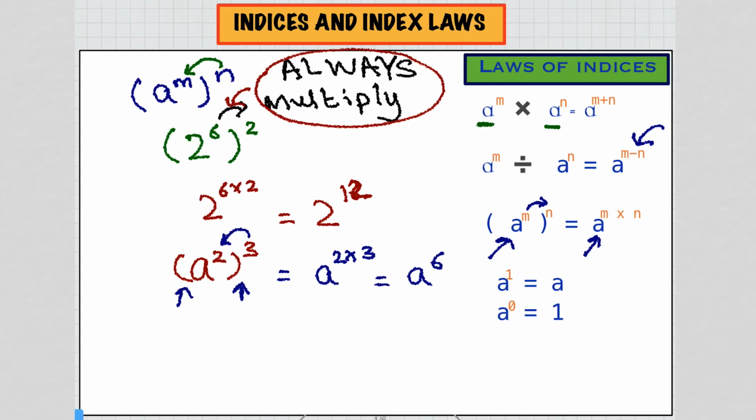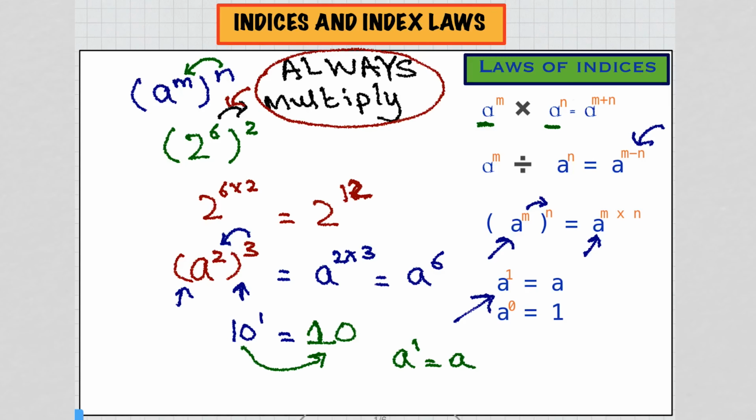Let's now look at the next one, which is a to the power 1 equals a. That means if you have, let's say, 10 to the power 1, it means I'm going to write down 10. It's the same thing, the base as it is. The power tells how many times we need to multiply a with itself. In this case, it's only 1. a times 1 is a. So if you have 4 to the power 1, that would be equal to 4. Please always remember that.